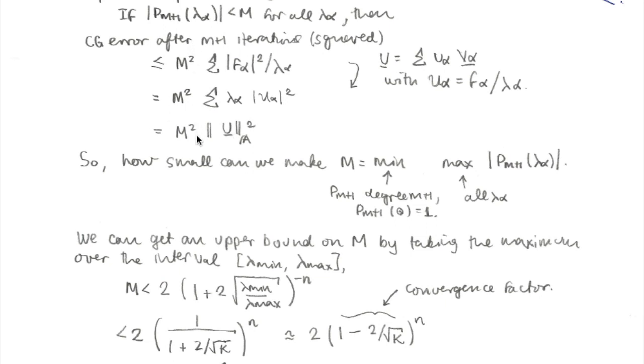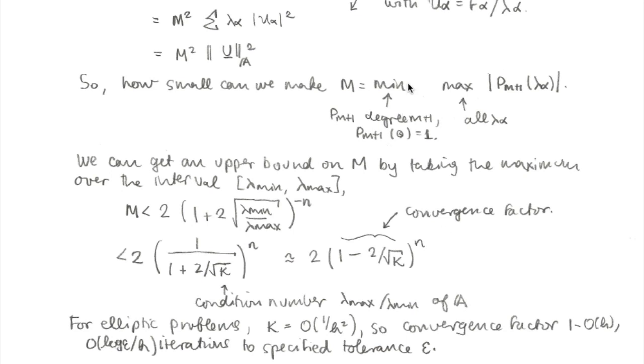So now the question is, how small can we make epsilon m? That is, I have a set of polynomials, degree m plus 1, with value 1 at 0. And I'm looking at the maximum over all of the values of that polynomial at eigenvalue arguments. And I want to minimize over that set of polynomials. The lambda alphas are fixed. I get to play with the polynomial.